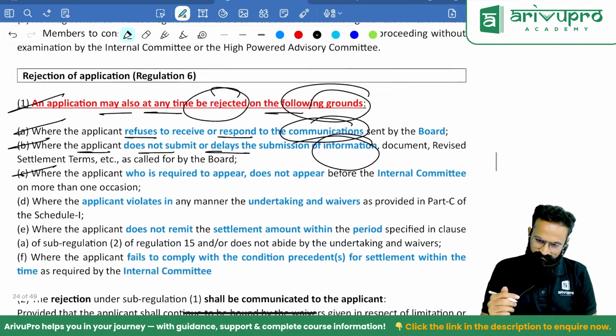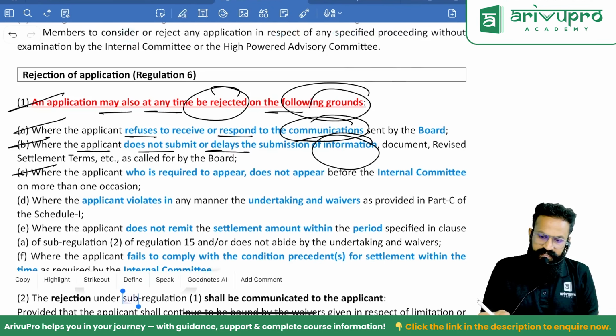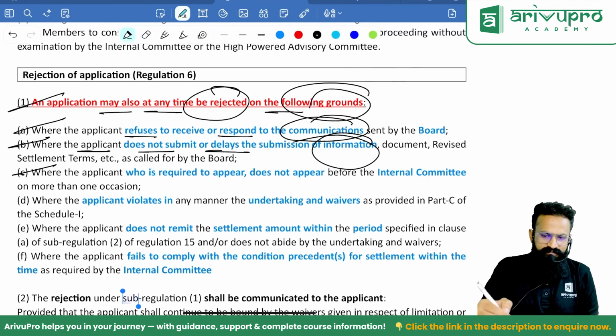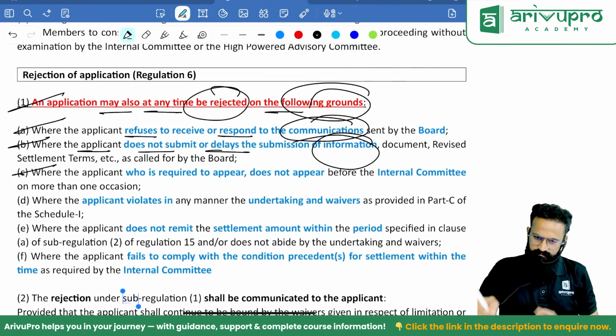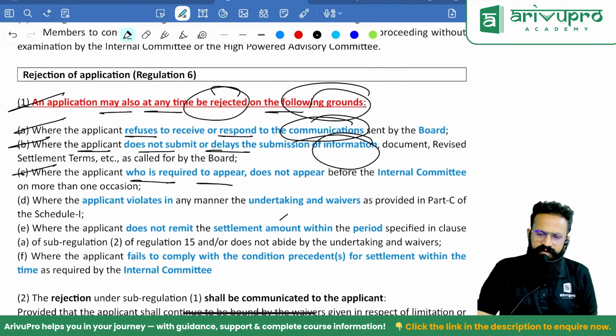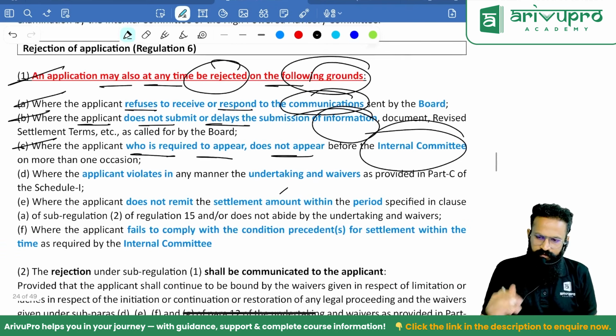See here. Does not submit or delays the submission of information. This part clear? I've asked you to. Where the applicant who is required to appear does not appear before the internal committee. I'll tell you who the internal committee is.